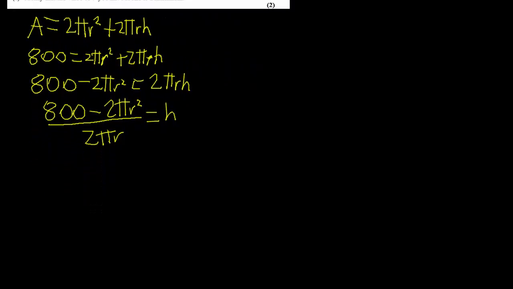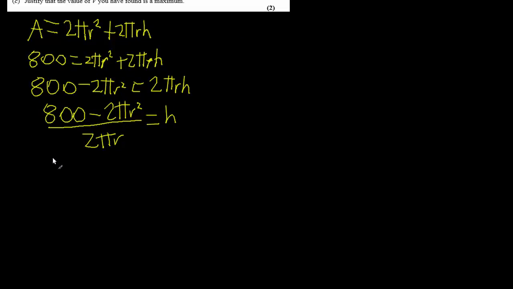If we divide by 2 pi r, we get 800 minus 2 pi r squared all over 2 pi r is equal to h. So it probably doesn't look that simple yet, but we're on the way to getting what we need. We can cancel out 2 from everything here just to make it a little bit simpler. So we've got 400 minus pi r squared over pi r is equal to h.